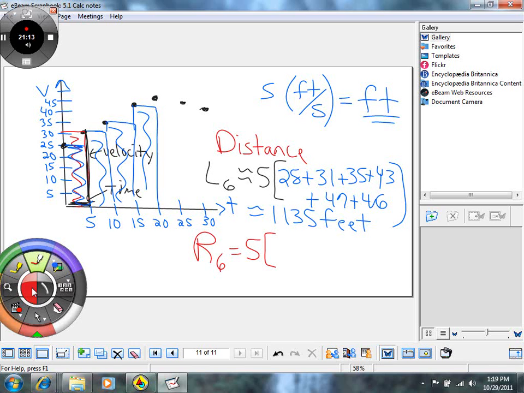So we would start with 31, and then we would go to the next one, 35, and then 47, and then we would do 46. And then we would use the right endpoint this time, so 41. All right. So when I did this, I got an approximation. It is an approximation. It's going to be 1215 feet. All right. So that's going to do it for us.